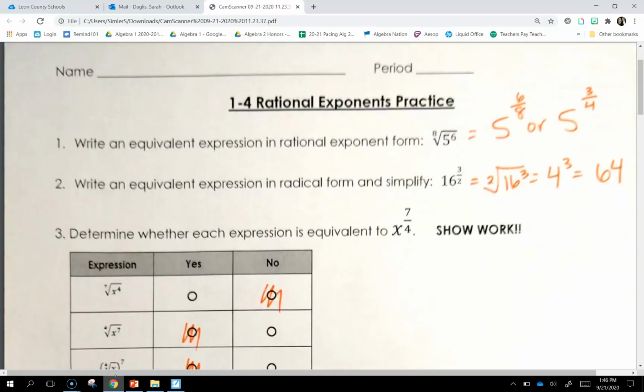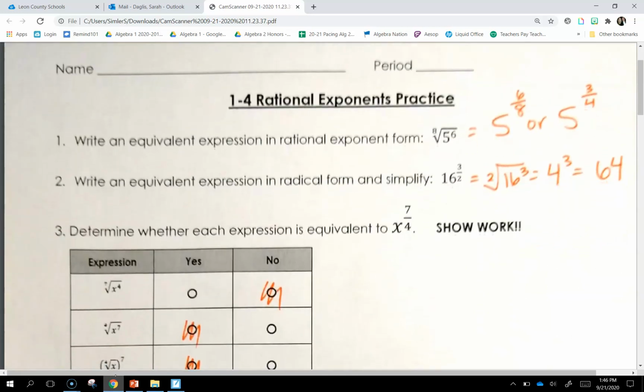All right, so on the front, number 1 and 2, 1 wanted you to rewrite it into exponential form. So my power was 6, my root was 8. So that means that my exponent was 6 over 8. And if you wanted to, you could reduce that to 3 over 4, with 5 being our base.